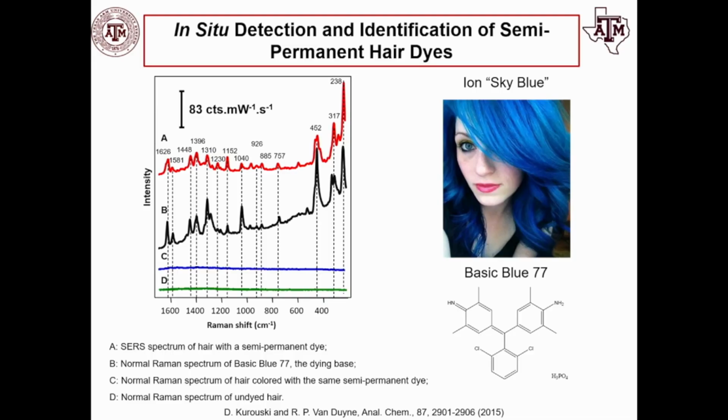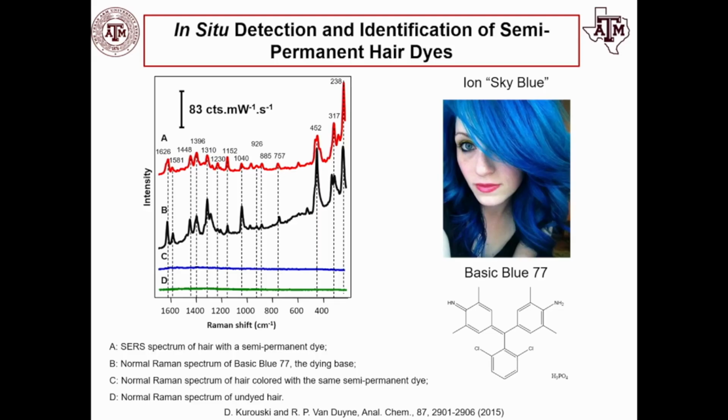Now, if you look at spectrum C, that is the signature of normal Raman spectroscopy. As you can see, normal Raman spectroscopy, without the dye amplification-driven signal, cannot reveal the information about the colorant itself. Finally, the hair without dyes in spectrum D does not have any vibrational signatures.